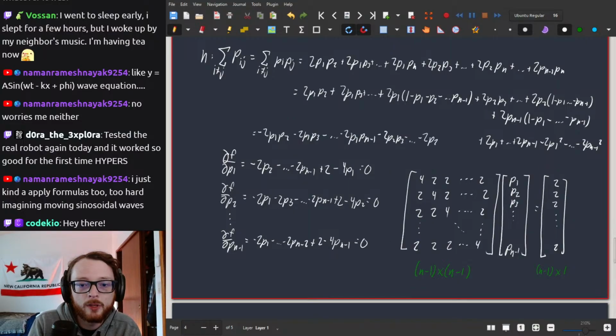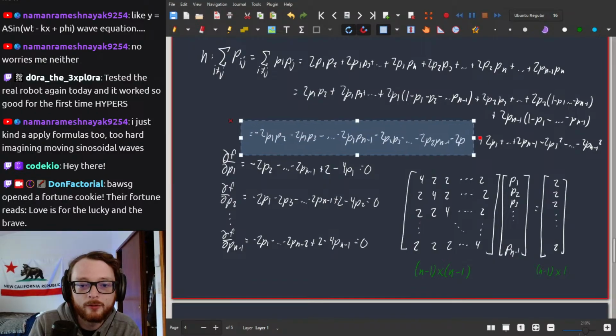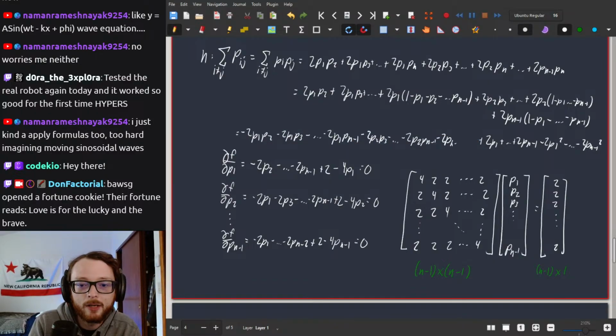Minus 2p, 2p, n minus 1, minus 2p. I need even more room, bro. n minus 2, n minus 1. There we go. That's a better representation of the pattern.